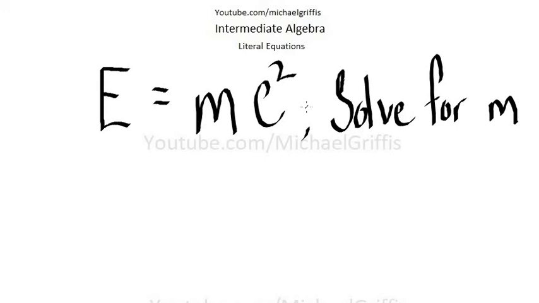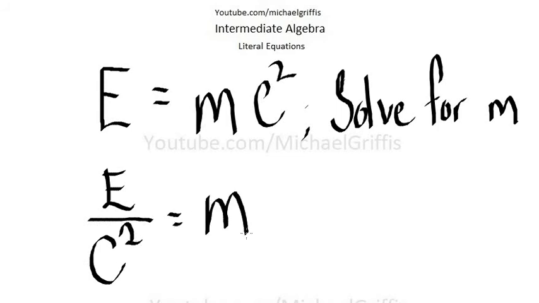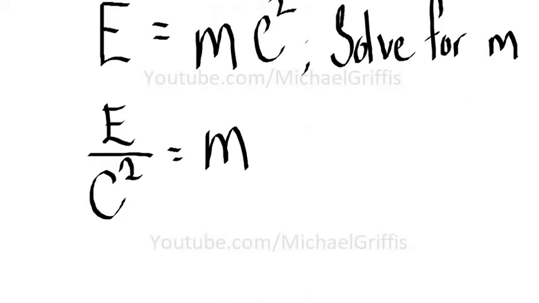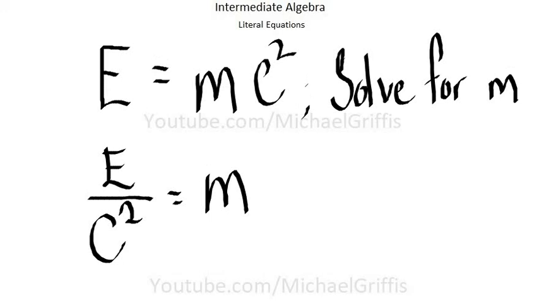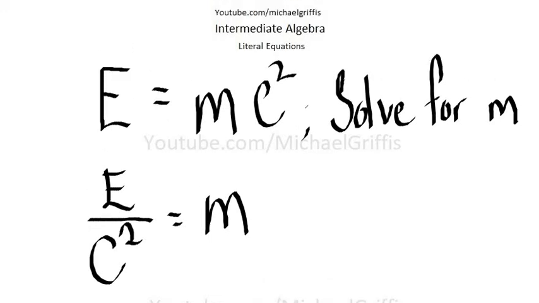Want to solve for m. Energy over the speed of light squared is equal to m. So that's pretty easy. Right, we're just multiplying both sides by the reciprocal of c squared. In other words, 1 over c squared, and it ends up in the bottom. Just move it diagonally down. The famous equation of all time.